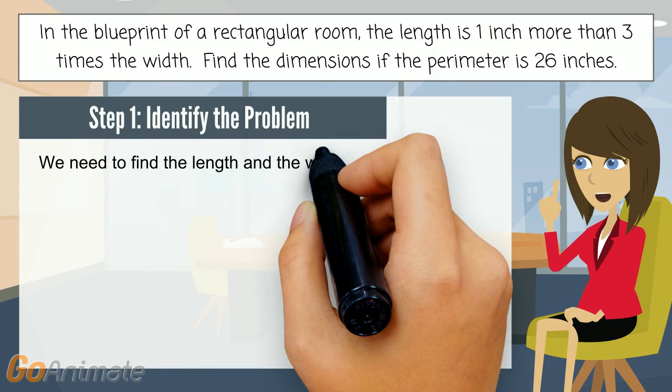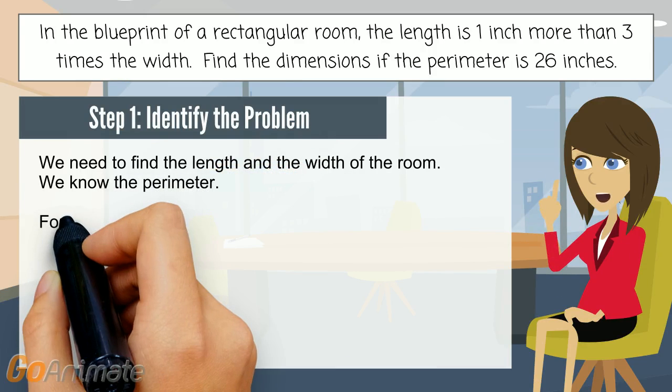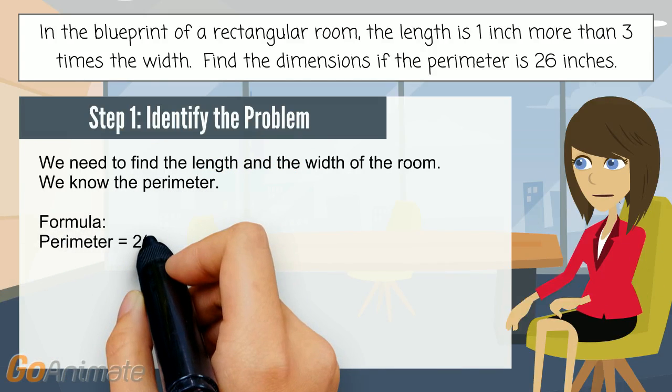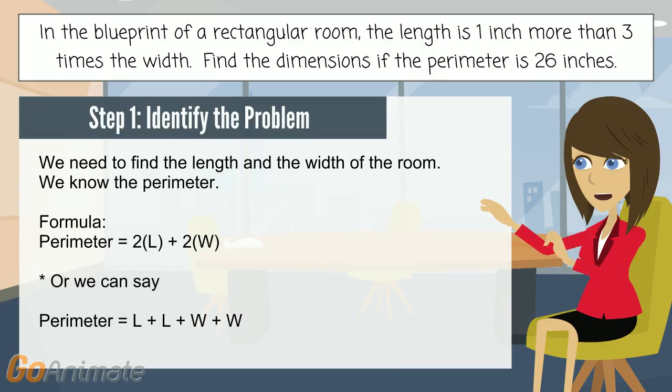The first step is to understand the question. They give us the perimeter and we need to find the length and the width. The formula for a perimeter is 2 times the length plus 2 times the width, or in expanded form, length plus length plus width plus width.